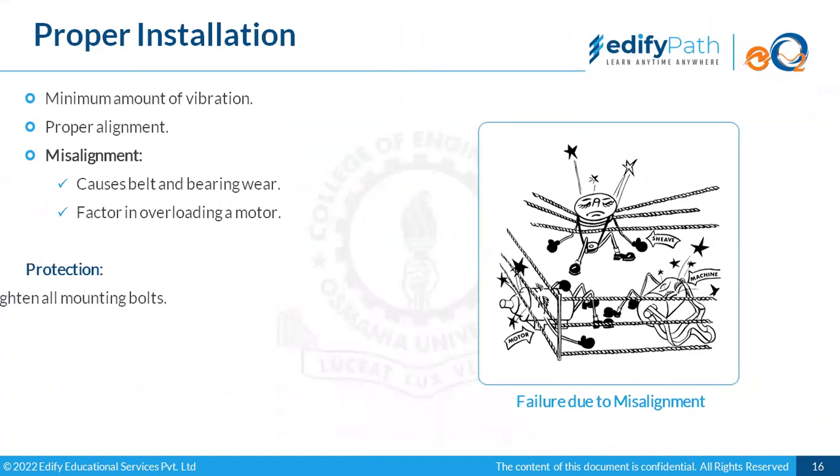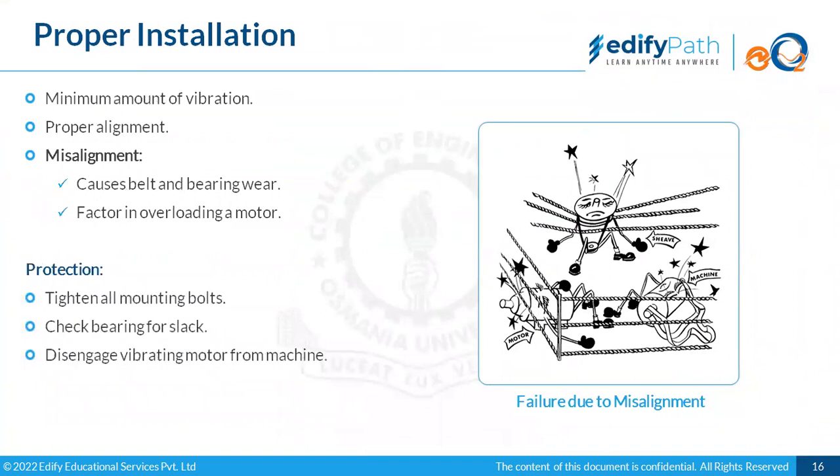So proper installation, minimum amount of vibration, proper alignment. Misalignment causes belt and bearing wear, and factors in overloading the motor. Protection: tightening all mounting bolts, check bearing for slack, and disengage the vibrating motor from the machine.